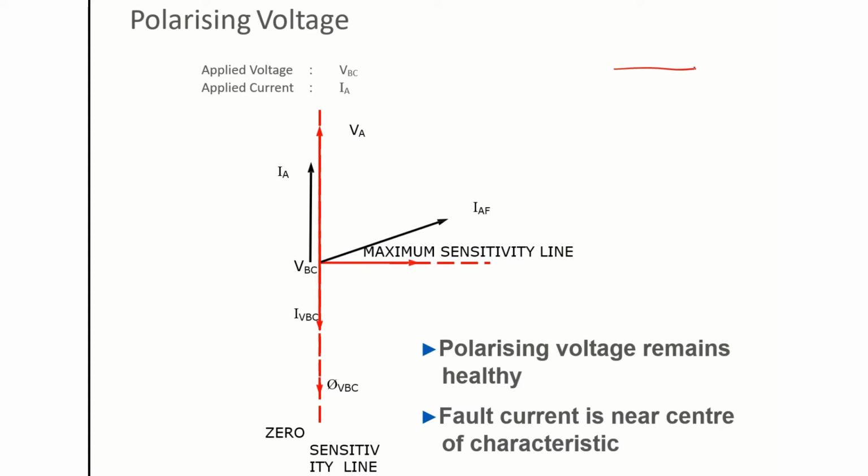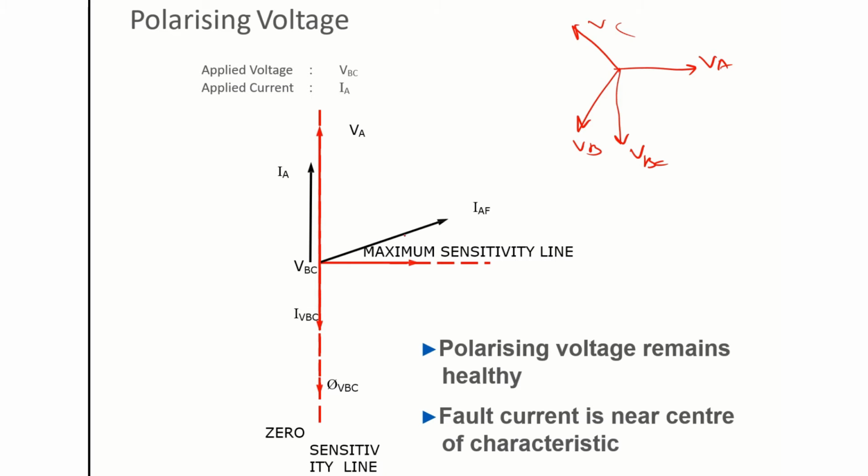Why 90 degrees? Because I have already shown here VA, VB, VC, and this was my VBC. If you see, VBC is 90 degrees with respect to VA. So if I assume VA here, VBC will be at this point.